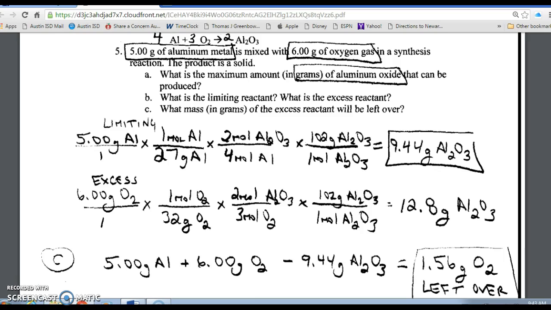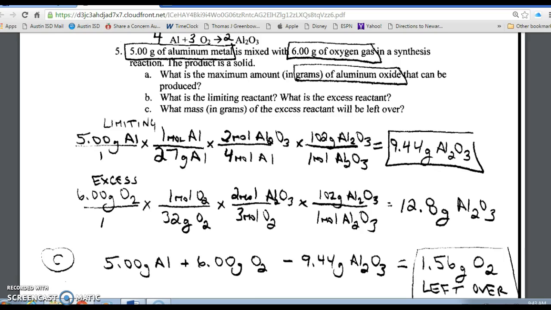So grams to moles using the molar mass of aluminum. Then I cross the mole ratio bridge using the ratio between aluminum and aluminum oxide. And then I go from moles of aluminum oxide to grams of aluminum oxide using the molar mass of aluminum oxide, the 102, which is 2 times the mass of aluminum plus 3 times the mass of oxygen from the periodic table. So when I do that stoichiometry and I calculate that answer, I get 9.44 grams of aluminum oxide. But I'm not finished yet.